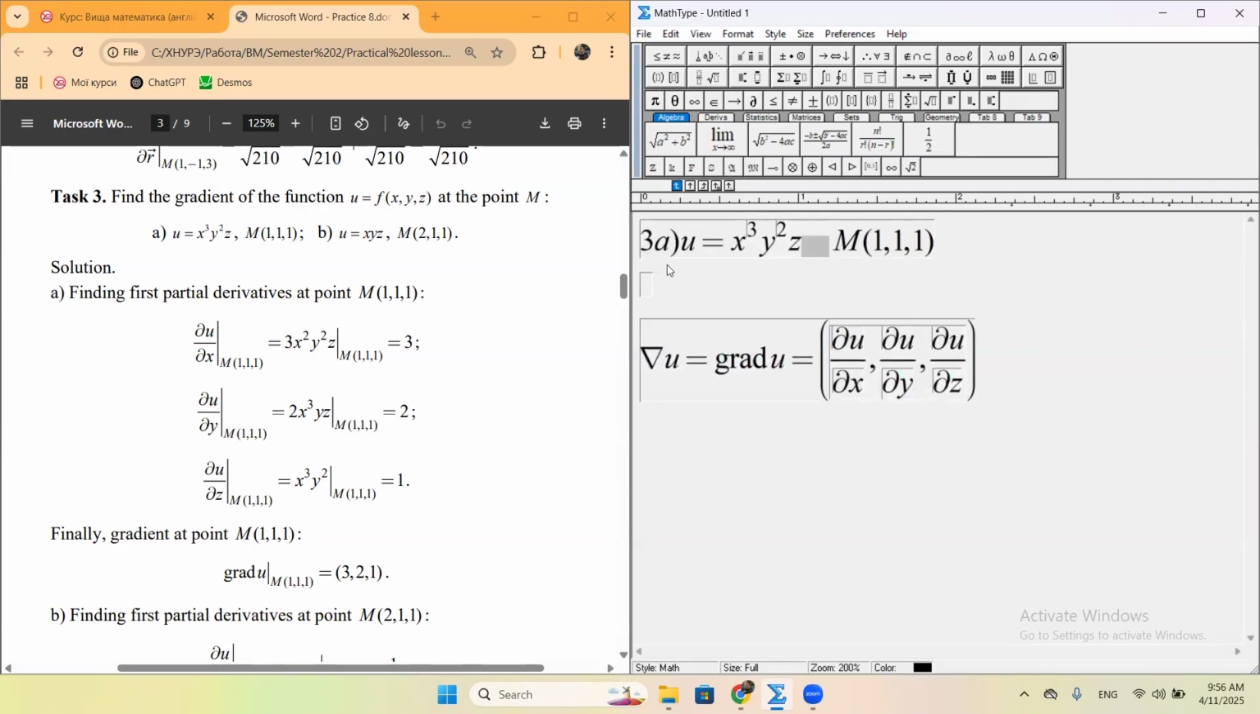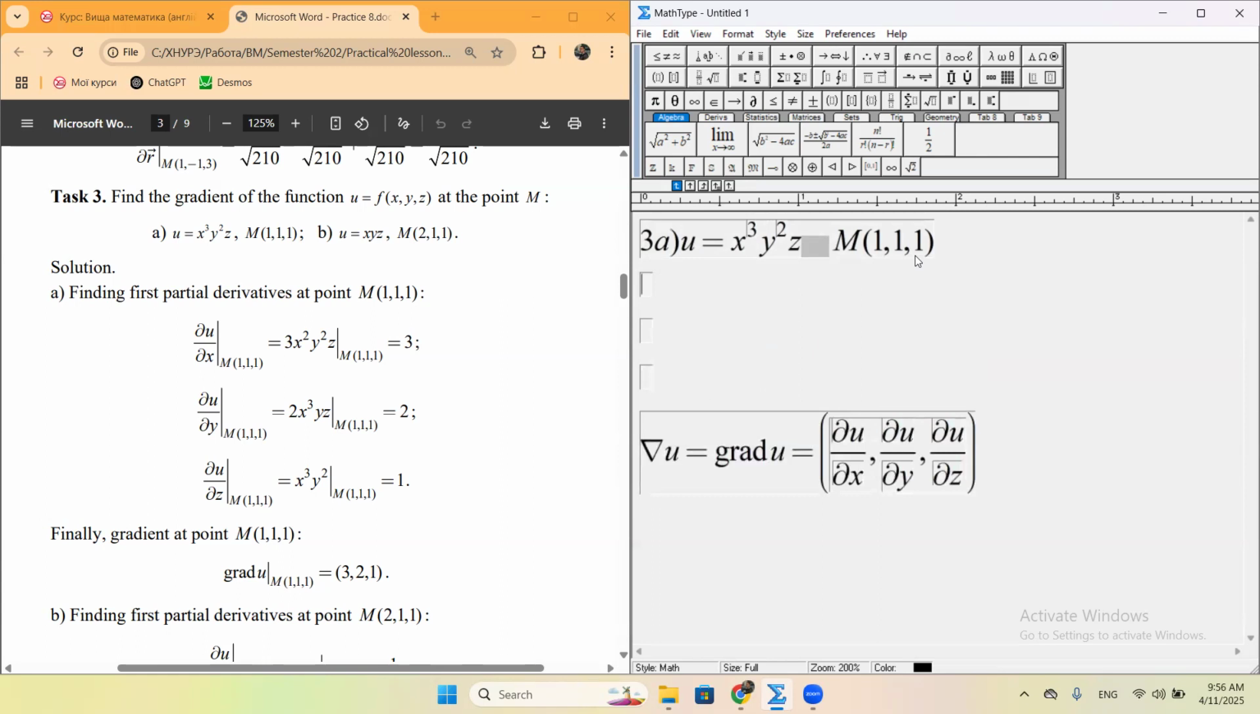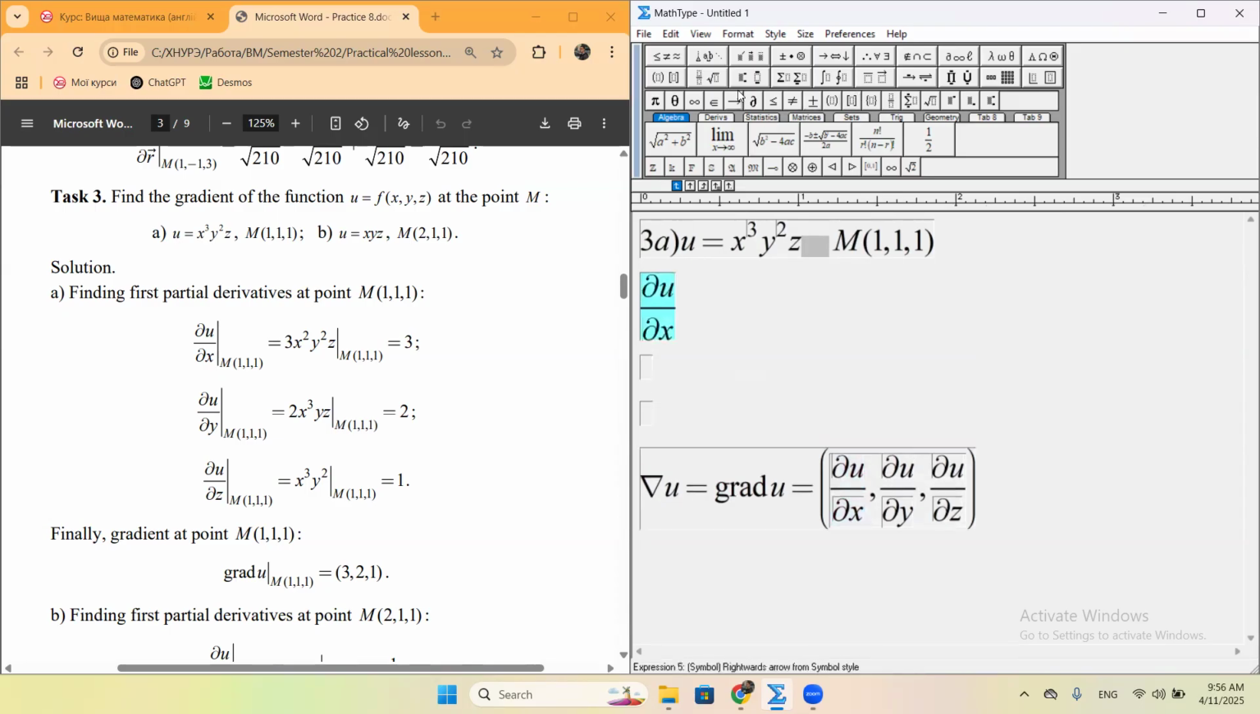And we will have to calculate these partial derivatives at point M. Actually, what does gradient mean? It is the direction of the fastest function increasing. So what does it mean? Okay, now let's calculate these derivatives.